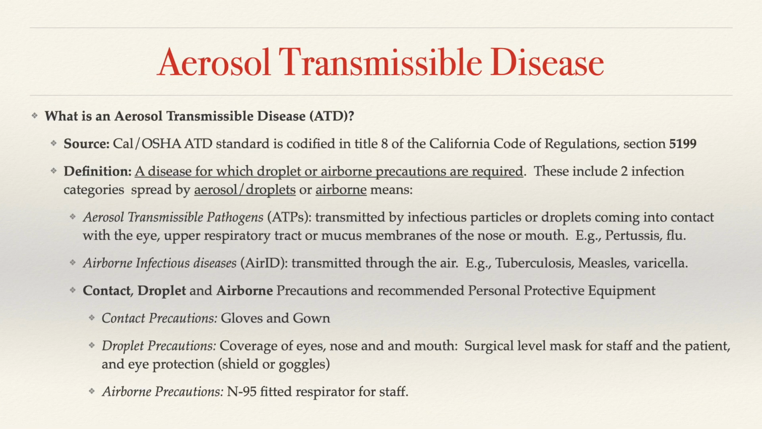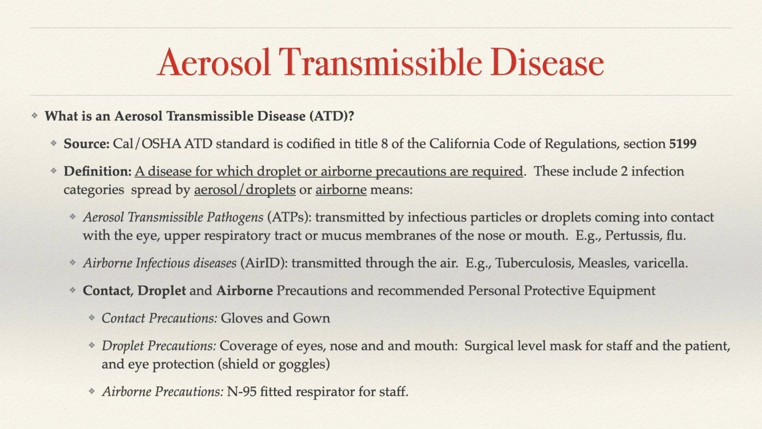So what is an aerosol transmissible disease? It's defined as a disease for which droplet and airborne precautions are required, and these include two different infectious categories spread by two different means. One is aerosol and droplets, and the other is airborne. Aerosol transmissible pathogens are transmitted by infectious particles or droplets coming into contact with the eye, upper respiratory tract, or mucous membranes of the nose and mouth. For example, pertussis, also called whooping cough, and influenza.